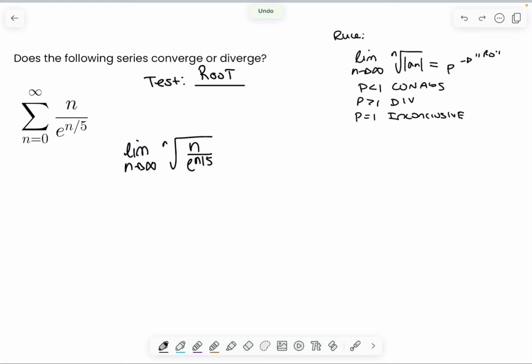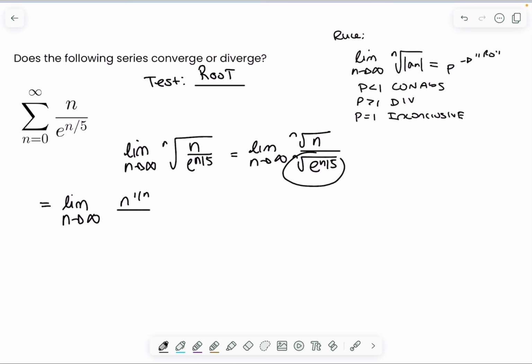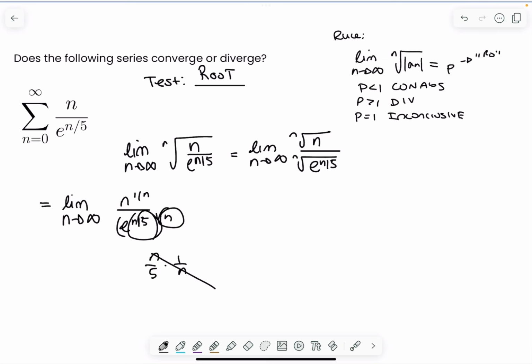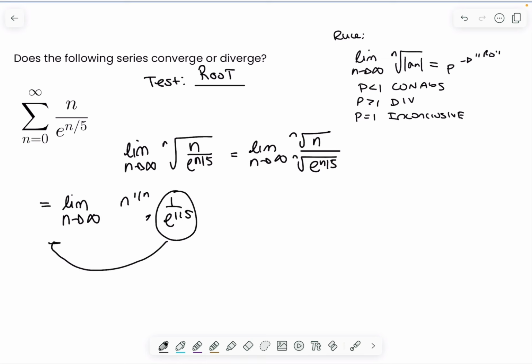So if we have this, then we can use our algebra rules to rewrite it as so, and then we can simplify this further, rewrite this as n to the 1 over n. This can be rewritten as e to the n over 5 to the 1 over n. We can multiply these together, so that would be n over 5 times 1 over n. The n's cancel out, so we're left with 1 over 5. This is a constant, so this is the same thing as just pulling it out and multiplying by 1 over e to the 1 over 5, so we can pull that outside the limit.